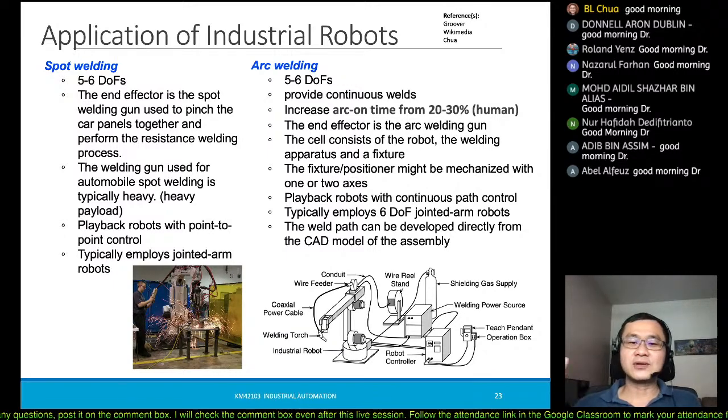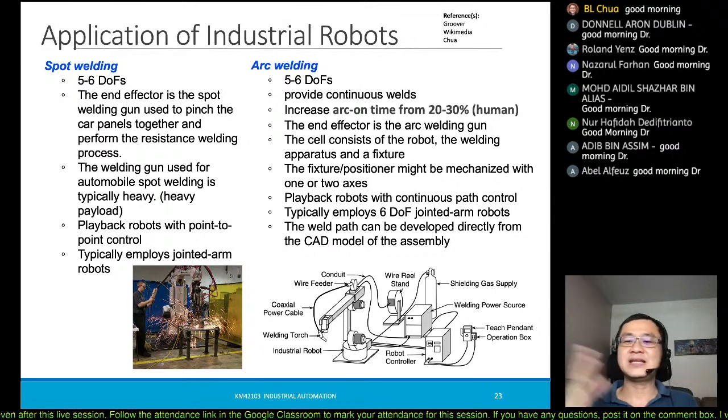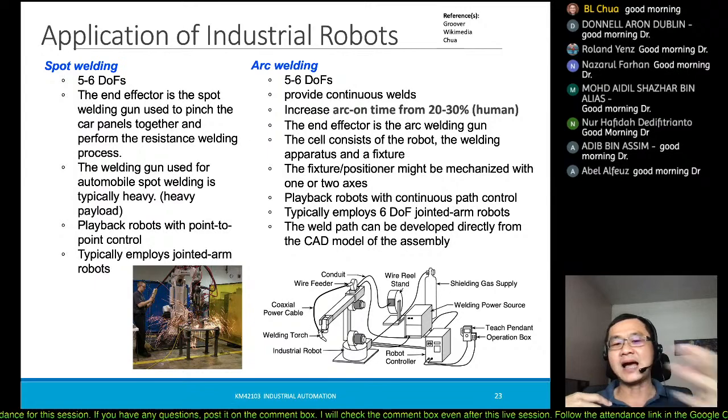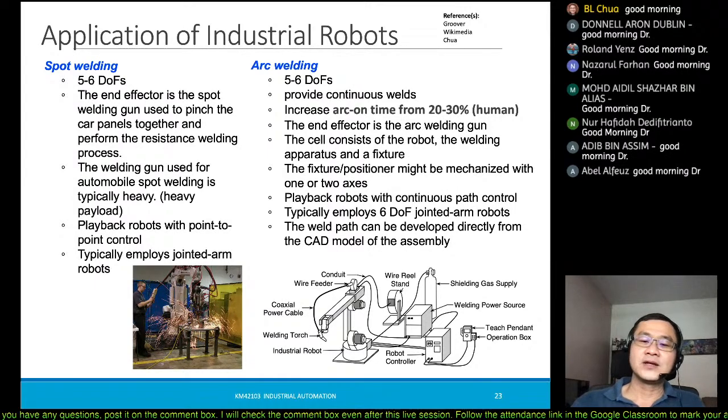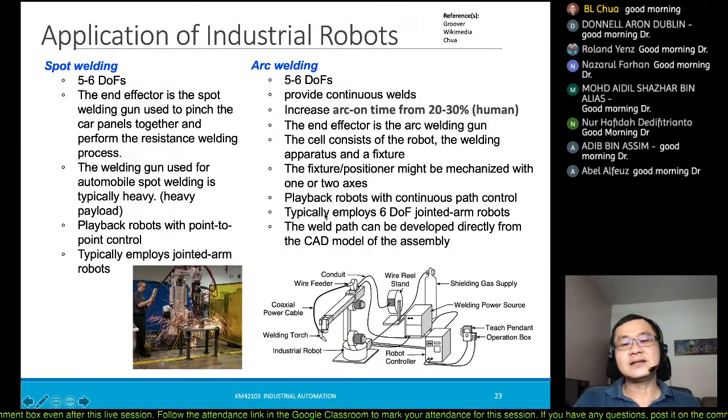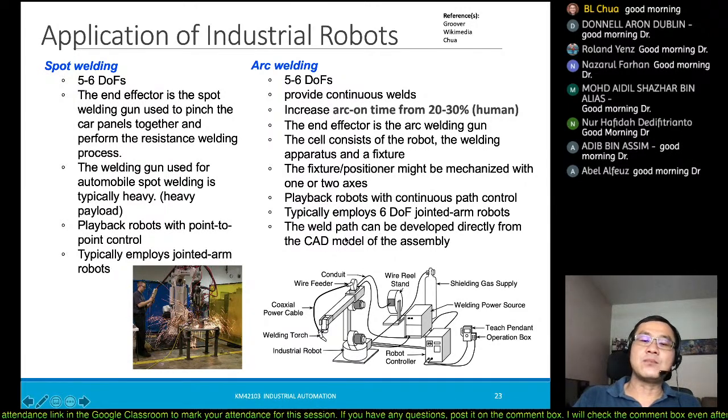So if we can replace it with a robot, then it will tremendously increase to 60 to 80%, depending on the programming or the complexity of the task. If you work on it continuously, the next object can come in and wait for it, right? Since this kind of operation may be complicated, we can program it directly from the CAD model, where you have the weld path.